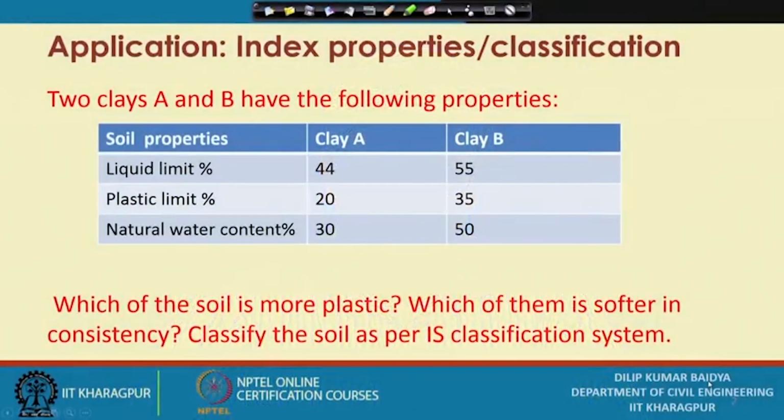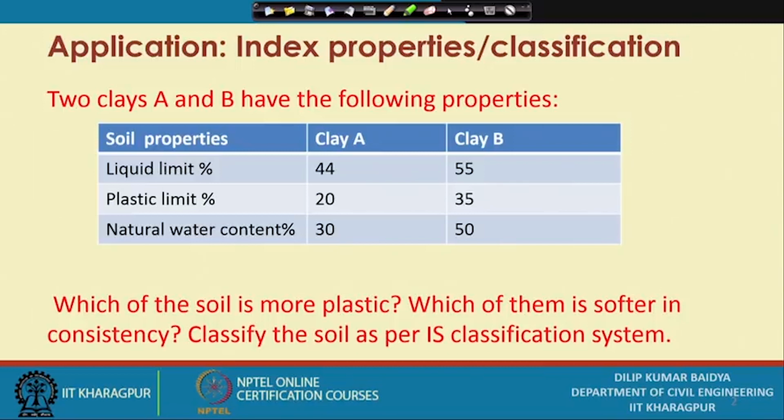So, let us see the first problem. The first problem is described like this: two clays A and B have the following properties. Soil properties: the liquid limit, plastic limit and natural water content, for clay A and clay B. Clay A has liquid limit 44%, plastic limit 20%, natural water content 30%, and clay B has liquid limit 55%, plastic limit 35% and natural water content 50%. Which of the soils is more plastic? Which of them is softer in consistency? And classify them as per the IS classification system.